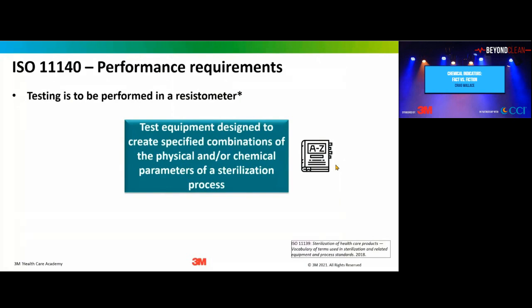I'll say this: Bowie-Dick indicators, and you're familiar with those that are used to test pre-vacuum sterilizers, are not tested in resistometers. There are actually separate parts of this ISO standard, parts 3, 4, and 5, that are dedicated to requirements for Bowie-Dick indicators. Those test requirements are in those standards, and they don't use a resistometer.